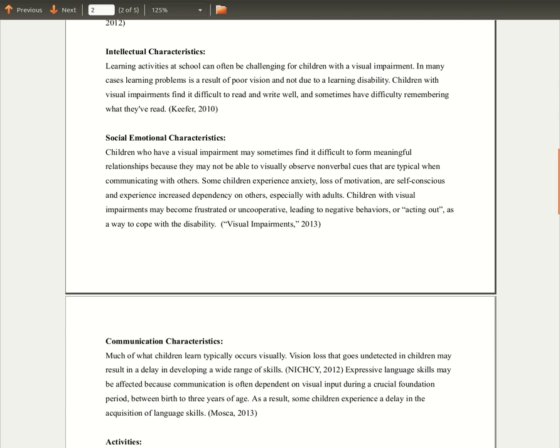Now, children who have visual impairments may sometimes find it difficult to form meaningful relationships. So here are some social emotional characteristics for children with visual impairments. This might be the case because it's difficult to observe nonverbal cues that are typical when we communicate with other people, such as body language or facial expressions. Some children may experience anxiety or a loss of motivation. They maybe don't want to interact with other children, or they're kind of afraid of group settings because it's very difficult to read those nonverbal cues.